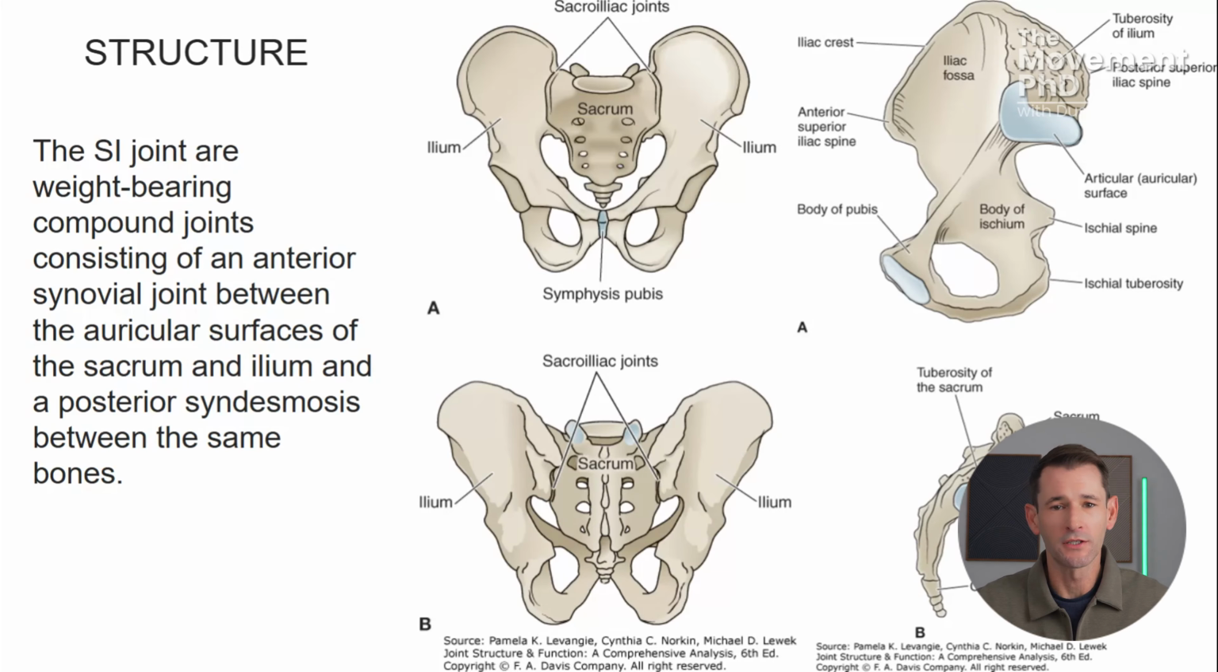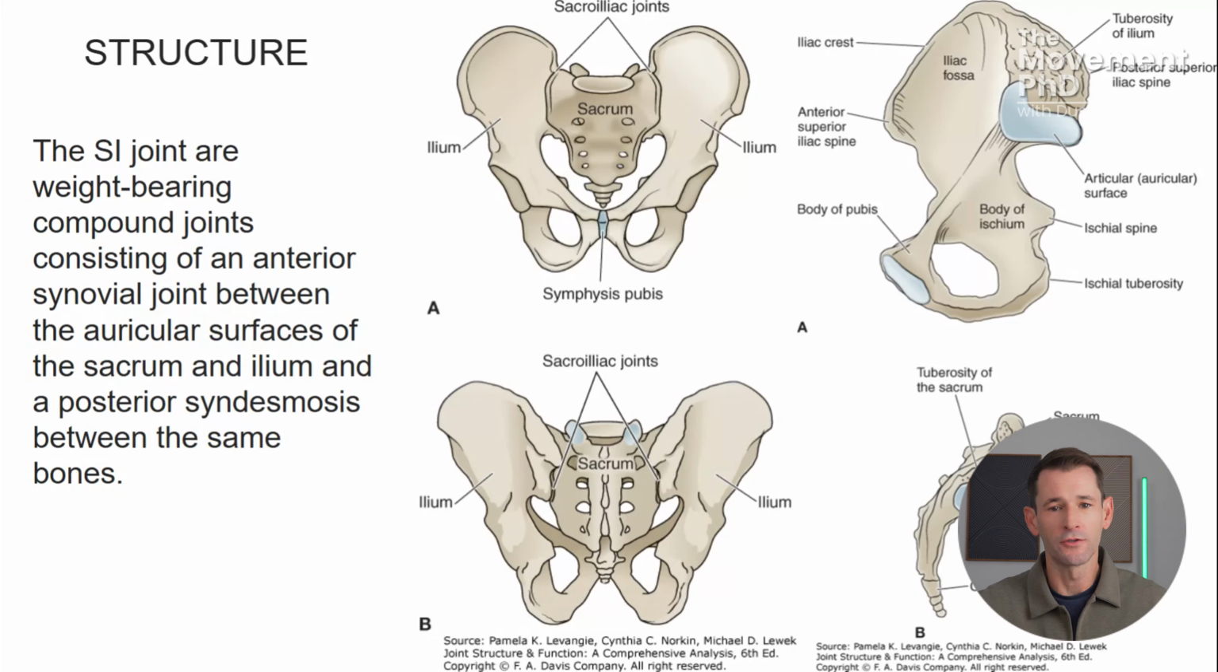Let's go through the structure of the sacroiliac joint. The SI joint is a weight-bearing compound joint. There's really two joints within the SI joint. There's an anterior synovial joint between the auricular surfaces of the sacrum and the ilium. So the auricular surface of your sacrum is right here. It's kind of an L-shaped auricular area here. On our ilium, the auricular surface is right here. So this is our auricular surface of our ilium. So that synovial joint is the connection between these two auricular surfaces.